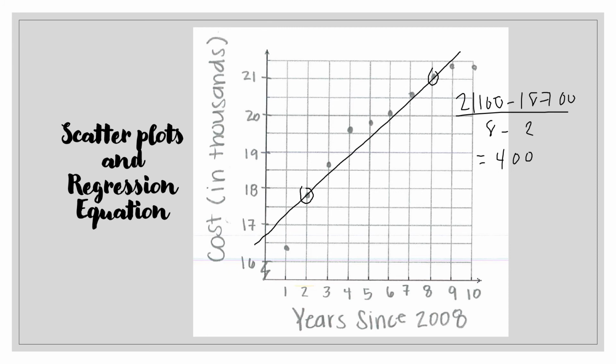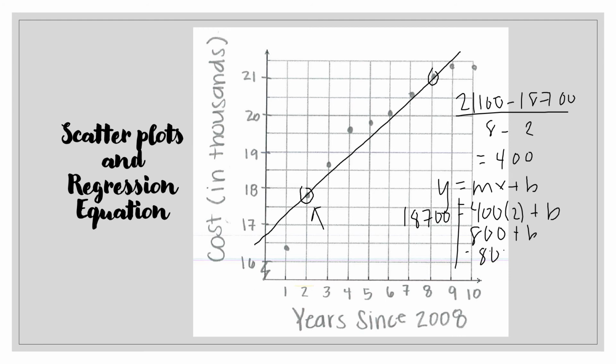Now to figure out what the y-intercept is going to be, I can utilize my slope-intercept form, and I can substitute in all the values that I know. So I know that the slope is 400, and then I have 2 points that went through my line. So you can pick either one of these points. If I pick this point right here, then the x value was 2, and the y value was 18,700. And now I solve this. So 400 times 2 would be 800.